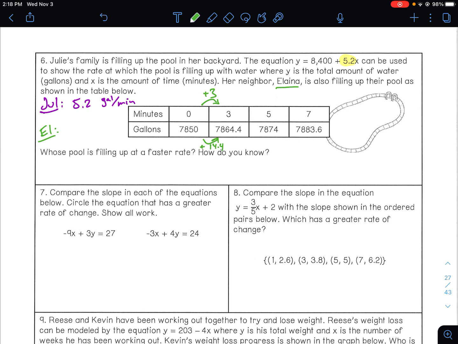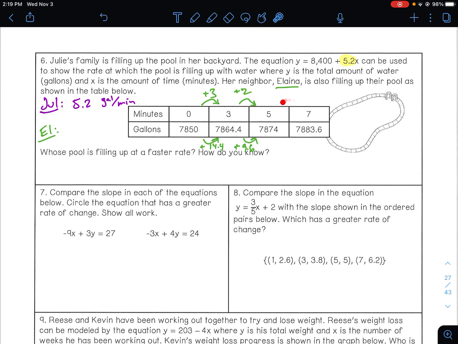This is weird. This is going up by 2 now. And this also is, well, let's do 7874 minus 7864.4. So that's a rate of 9.6, and that is a rate of 2. Well, that isn't super weird because the x changed, but if I divided the y over the x for both of these, it should be the same.